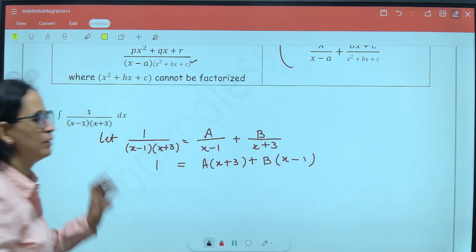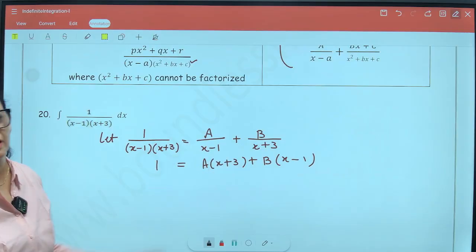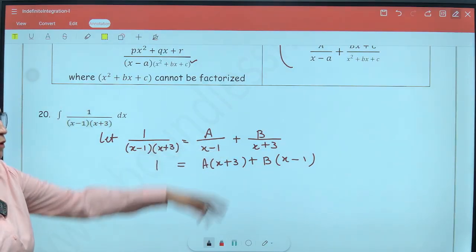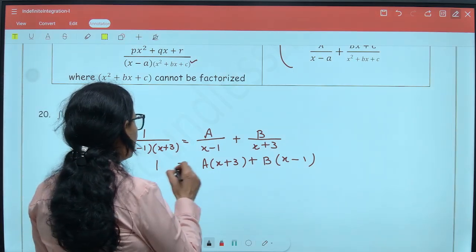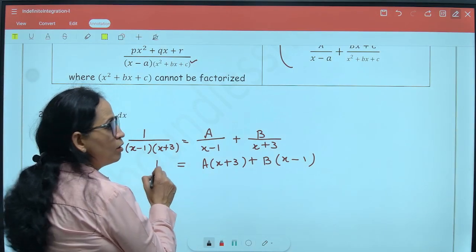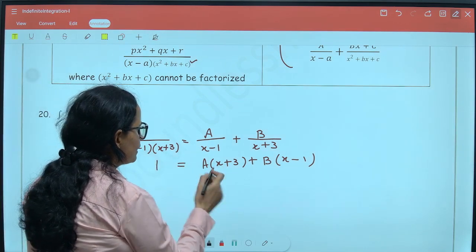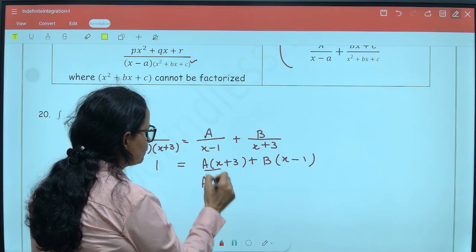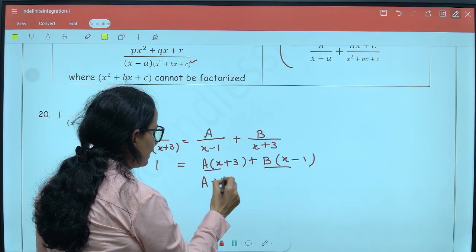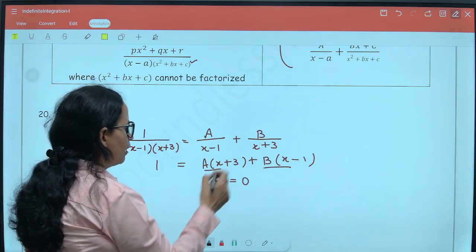So you need to equate the numerators because the denominators would anyway become equal when you take the LCM of the right side. Now when you look at the left side, there is no term for x, that means the coefficient of x is 0. On the right side, what is the coefficient of x? A and b. So that means a plus b is going to be 0. Look at the constant terms.